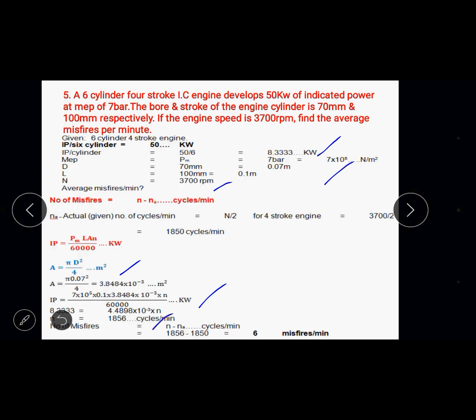So out of so many cycles, 6 cycles have missed firing. 6 misfirings have taken place, which means that out of the highest number of cycles, 1856 cycles performed, 6 cycles have not executed firing. So this is the average misfiring per minute. Hope you have understood this. If you have any doubts or clarification, you can activate your audio and go ahead with the question.